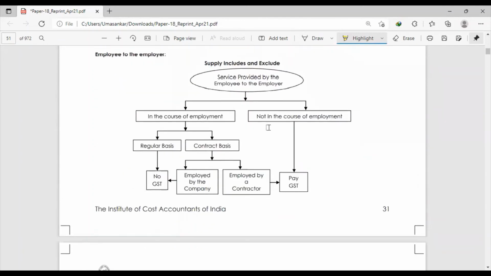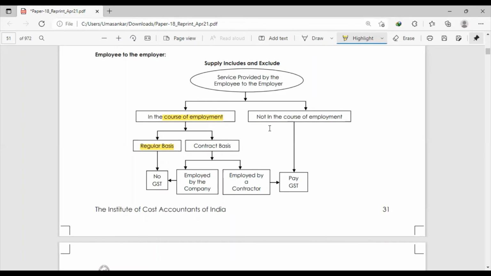Next definition, employer-employee relationship. We also have an exception to this in the next section, but now we need to understand what is employer. Supply includes and excludes services provided by the employee to the employer in the course of employment, and not in the course of employment. Suppose you are in the course of employment. If you are on a regular basis, then no GST. If you are on a contract basis, employed by the company, no GST. Employed by a contractor, pay GST. So what we understood is you are in the employment on a regular basis, employed by the company, then no GST.